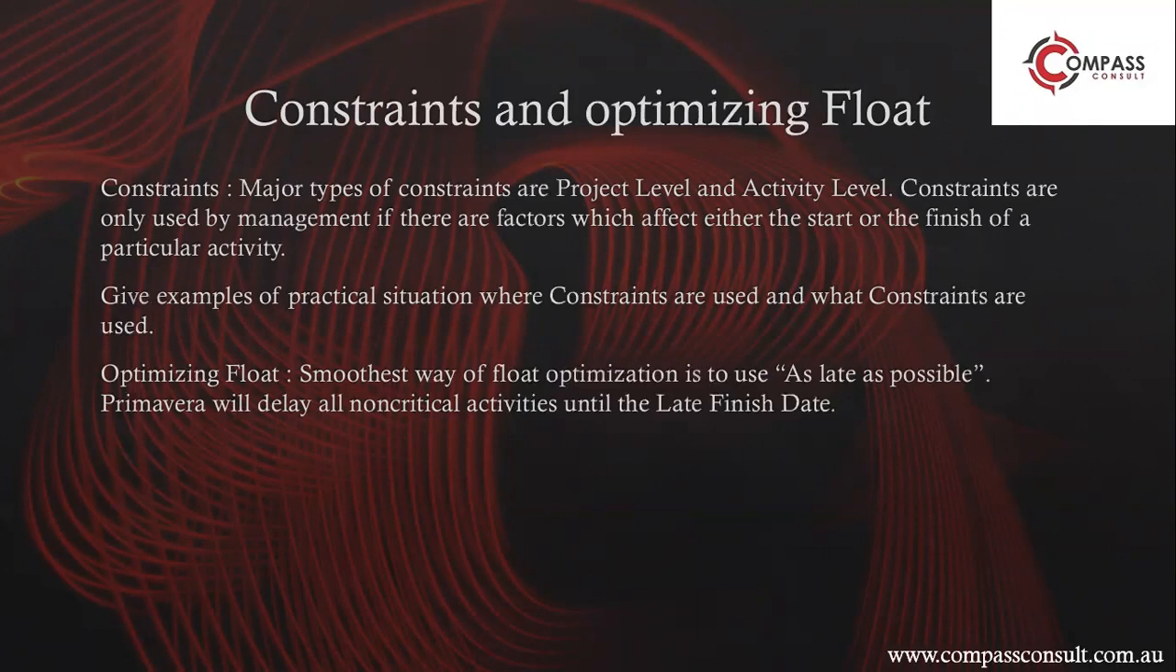All right, so give examples of practical situations where constraints are used and what constraints are used. I think Jala has already covered that. Optimizing float: the smoothest way of float optimization is to use as late as possible, as demonstrated by Jala in P6. Primavera will delay all non-critical activities until the late finish date. So basically it will delay all the non-critical activities and make them critical. This way you can optimize your resources. You can use your resources on the one that is more critical, and maybe you'll be able to finish it faster and optimize your costs.